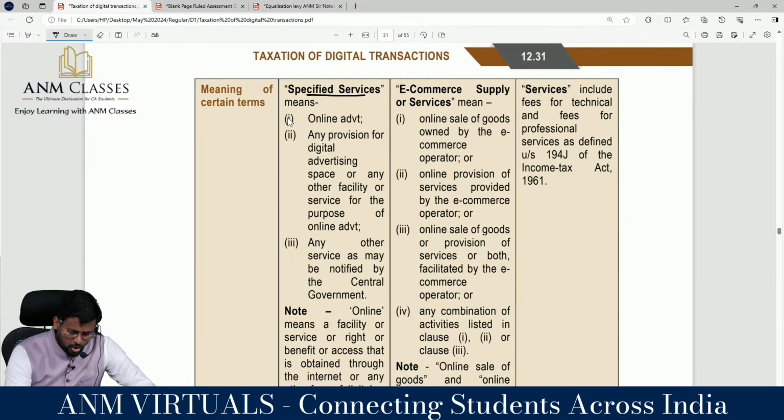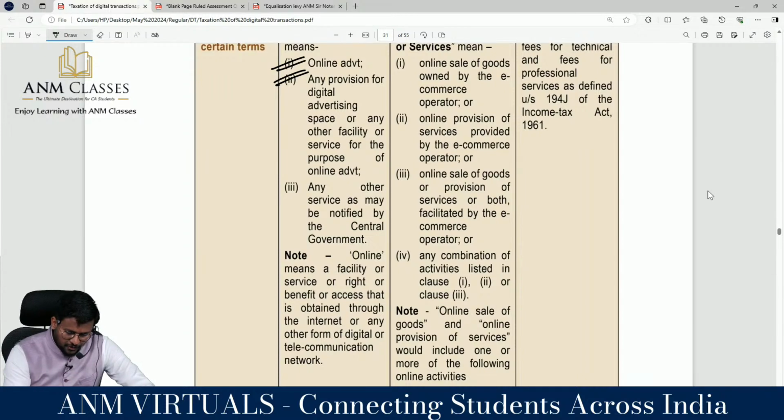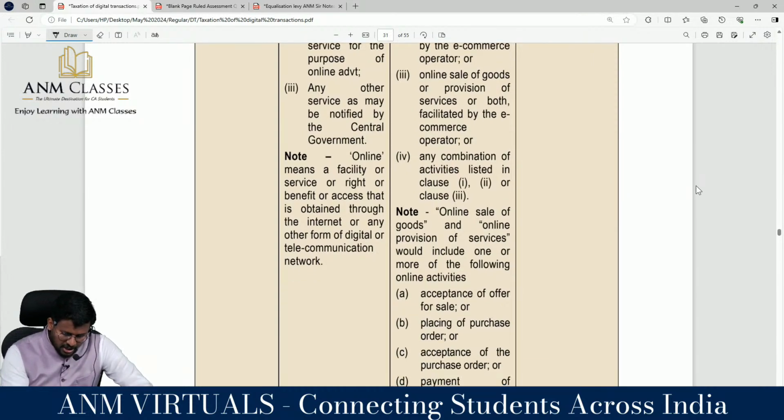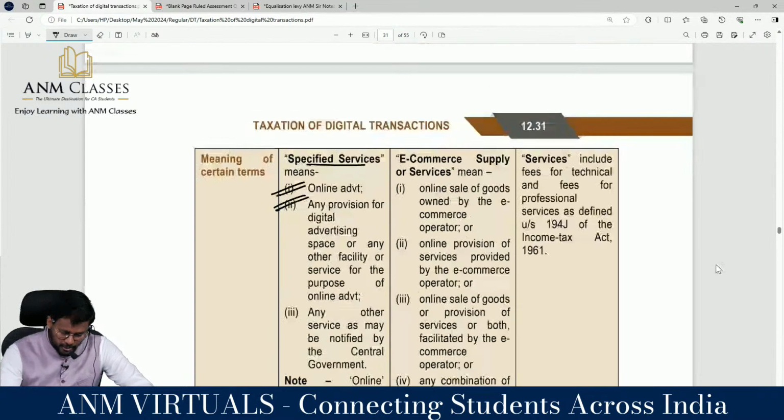Specified services means online advertisement, any provision of digital advertisement space or other facility or service for the purpose of online advertisement, and any other service as may be notified by the Central Government. Online means a facility or service or right or benefit accessed through the internet or any other form of digital or telecommunication network.